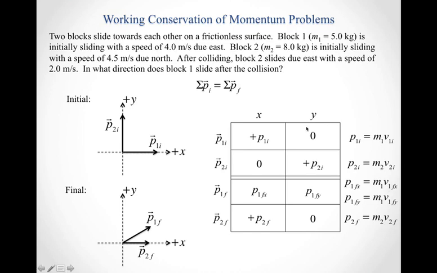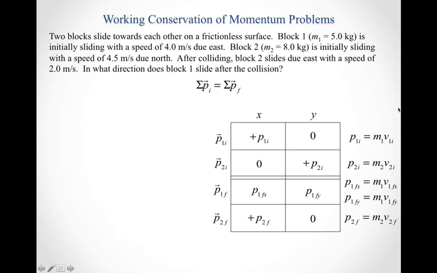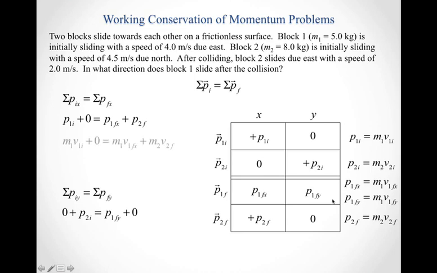I can use my table and my magnitude information to set up my equations. Again, because I have a two-dimensional problem, I'm going to set up two equations. So there's the x equation, again just using my x column on the left. There's the y equation, using my y column on the right. I can come back and plug in my magnitudes into my x equation, plug in my magnitudes into my y equation. I've used all the information I've got to set up two equations.